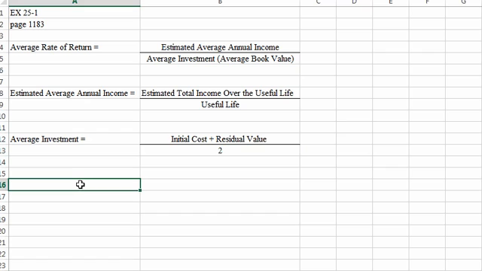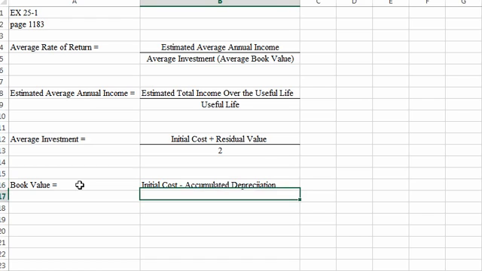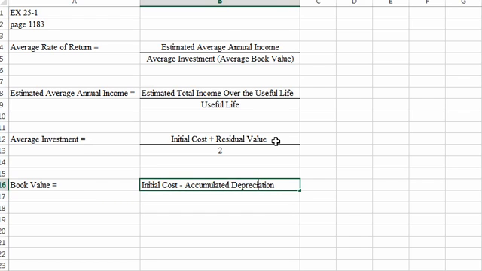Might help to remember that book value is equal to initial cost minus accumulated depreciation. And of course, I mistyped depreciation. Let me fix that. There we go. Alright.